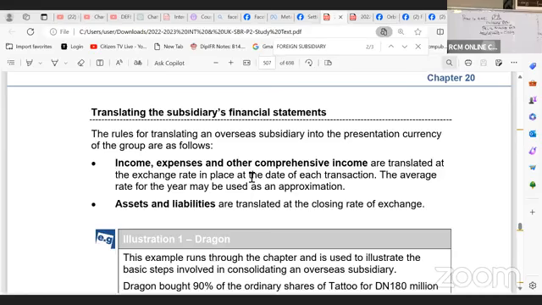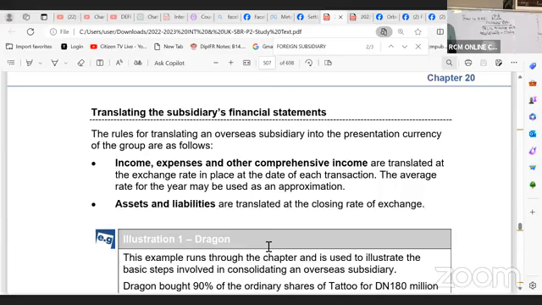Those are so many transactions, you cannot manage, unless it's a company that sells, say, heavy-duty machinery, and you sell only, say, three in a year, then you can remember the exchange rate on those days. When those transactions are very many, and indeed we shall assume that our transactions are very many, the average rate for the year may be used as an approximation. Assets and liabilities are translated at the closing rate of exchange.